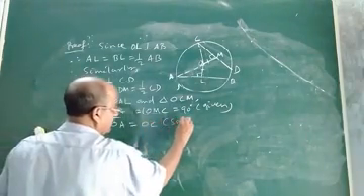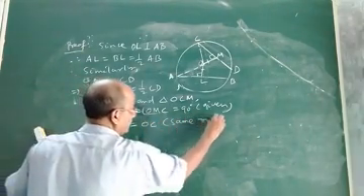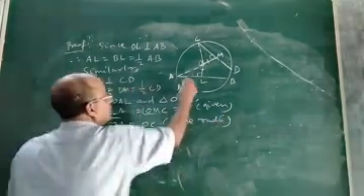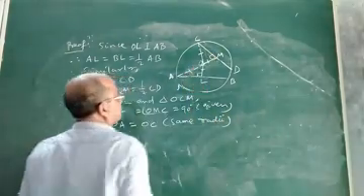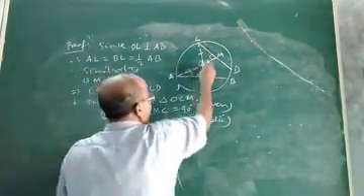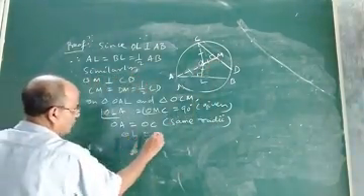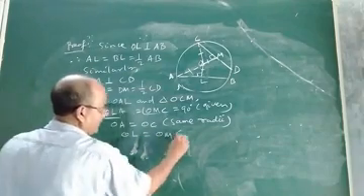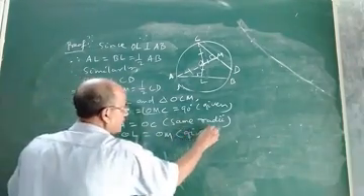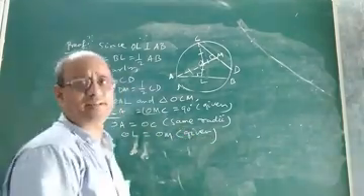Why? The reason is same radii. Okay, so this is equal to this. Okay, then OL equal to OM. It is given. So now which condition does it satisfy?